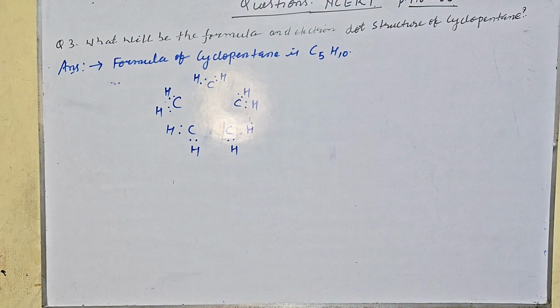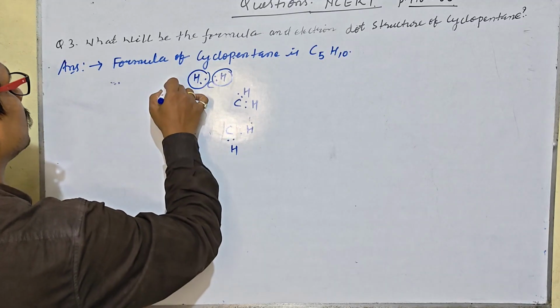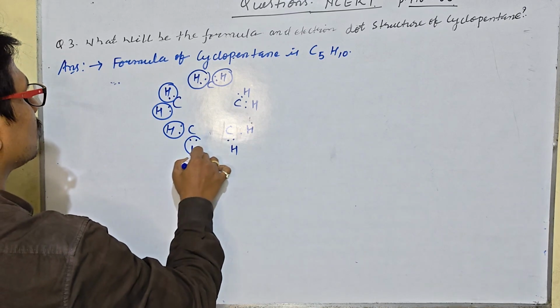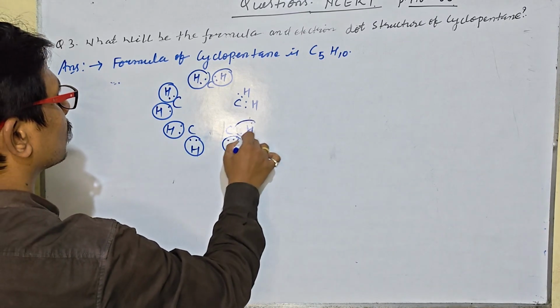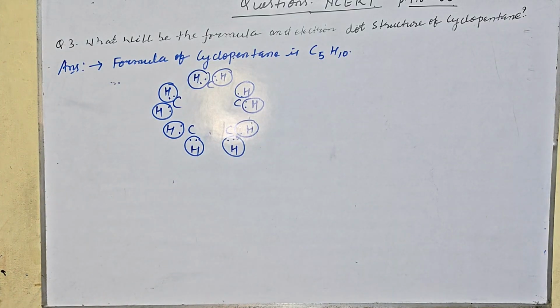So why do I do this? Because we have to make the electron dot structure. This type of structure you have to draw, so I have changed the structure. Is it clear? After that you have to draw. The carbon should have 6 electrons. So you have to draw like this.